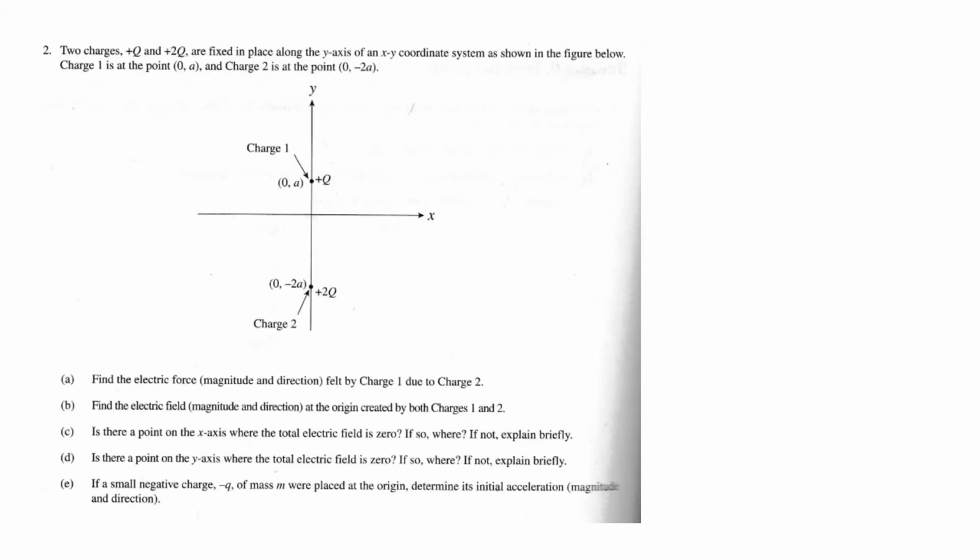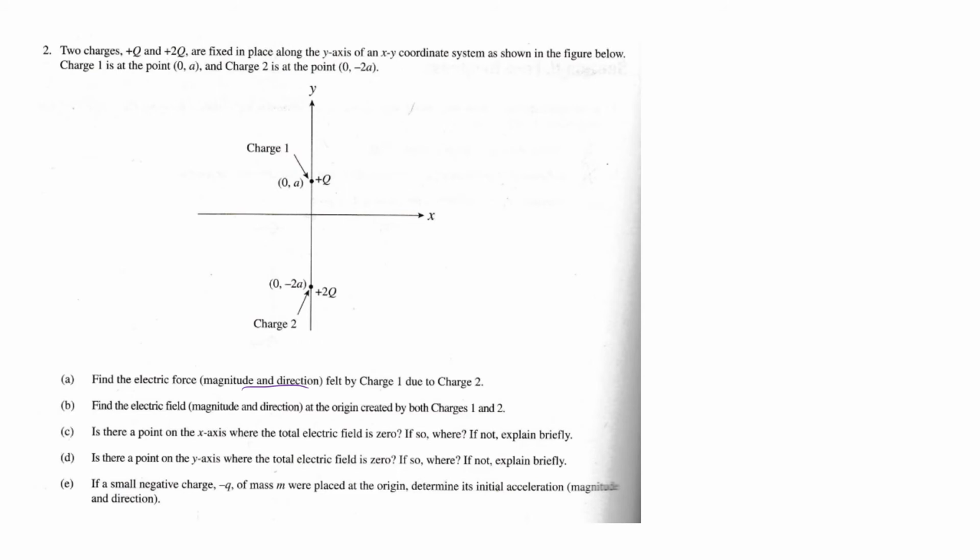2 charges, plus Q and plus 2Q, are fixed in place along the y-axis of an XY coordinate system as shown in the beautiful figure below. Charge 1 is at 0, A, and charge 2 is at that point, whatever. Find the electric force, magnitude, and direction felt by charge 1 due to charge 2.